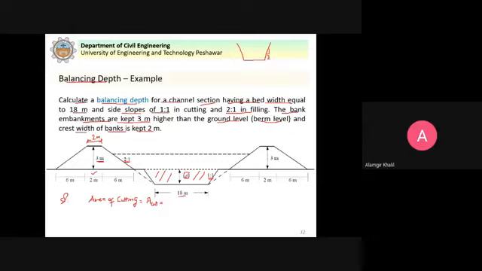Let's say this is the side slope z to 1. We have this is the depth. In this case, let's say this is d, small d, and this is the bottom width.